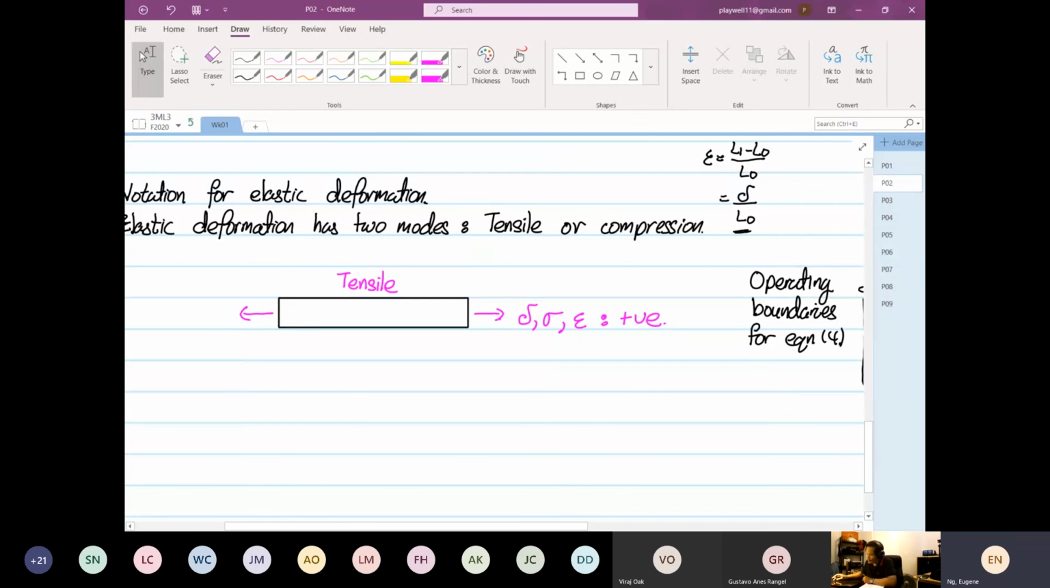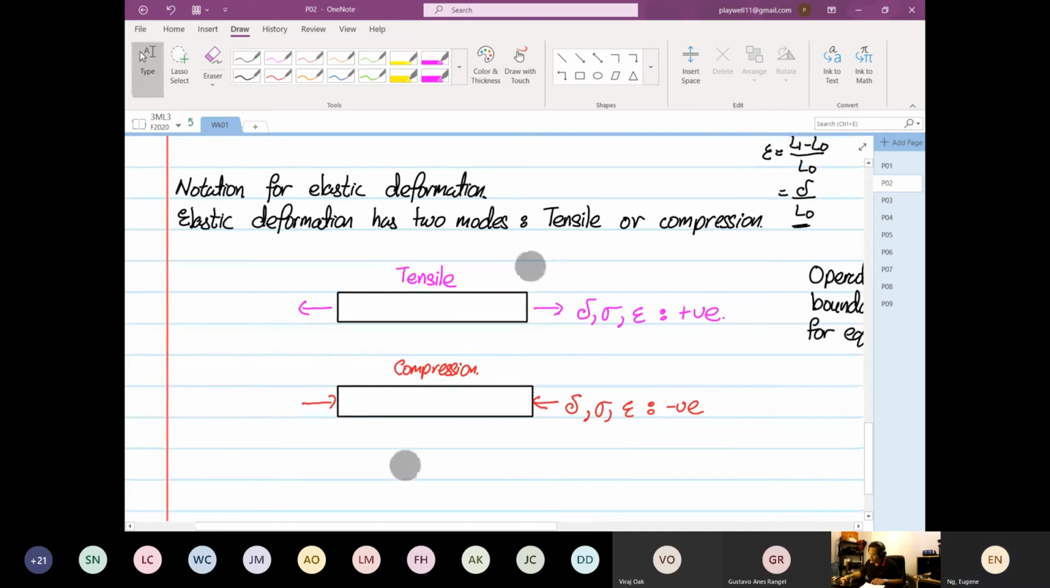And the other mode that we see is compression. In compression, deflection, stress, and strain are all negative. Okay, they are all negative, right?